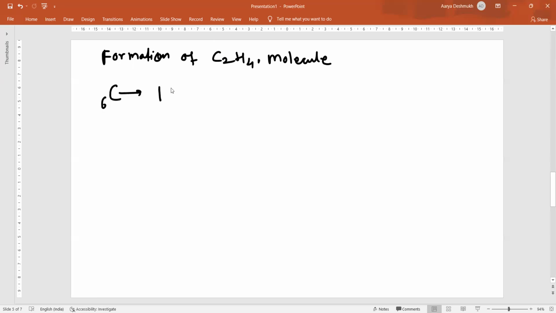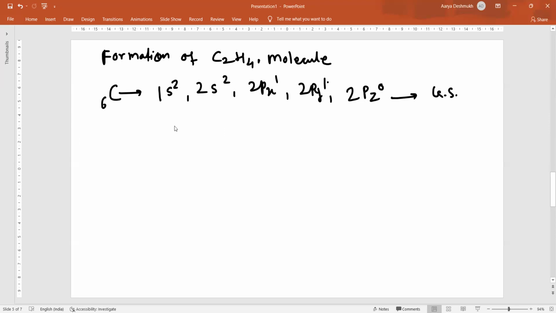Let us start with carbon. Write down the ground state configuration: 1s2, 2s2, 2px1, 2py1, and 2pz0. This is the ground state configuration. Then write down the excited state configuration: 1s2, 2s1, 2px1, 2py1, and 2pz1. This is the excited state configuration. I am writing in short.